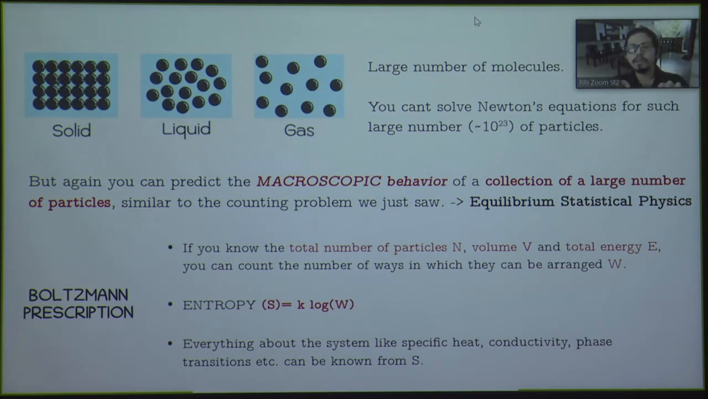Basically, in a solid, liquid, or gas, you have a large number of molecules. You don't solve Newton's equations for all the particles. There are a huge number of particles, and you can't calculate Newton's F equals m a for all of these. But again, you can predict the macroscopic behavior, the emergent behavior which we see, from a collection of a large number of molecules.